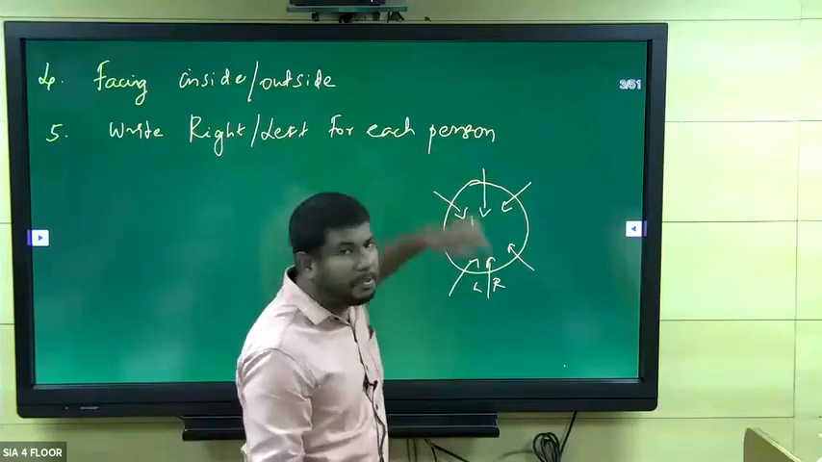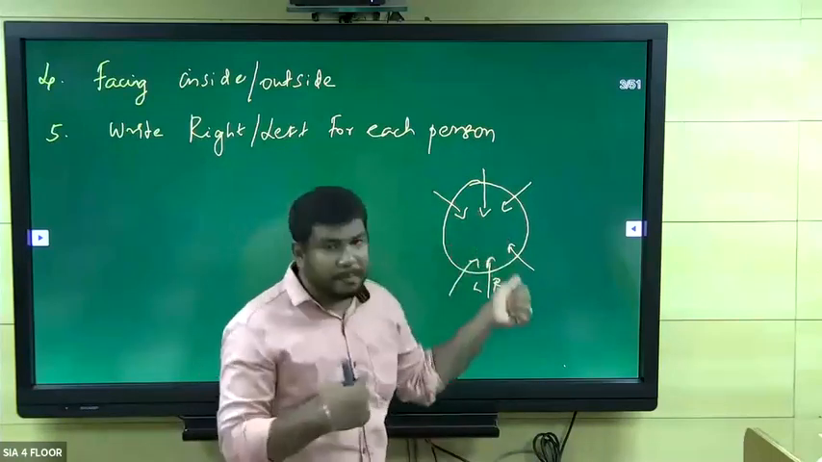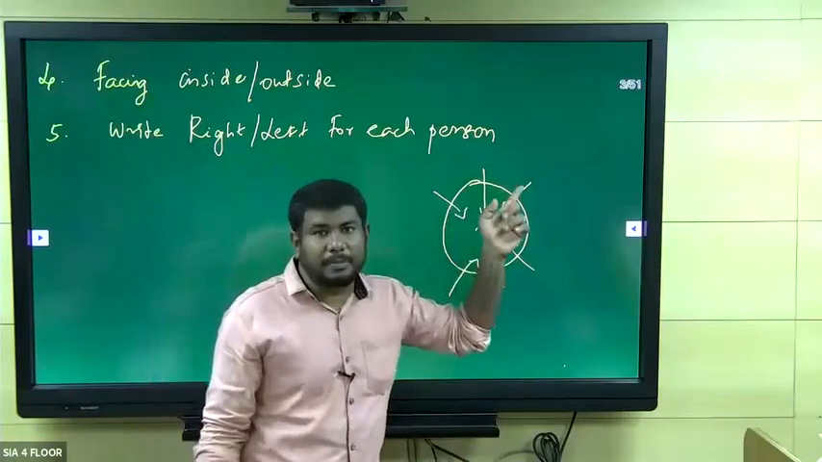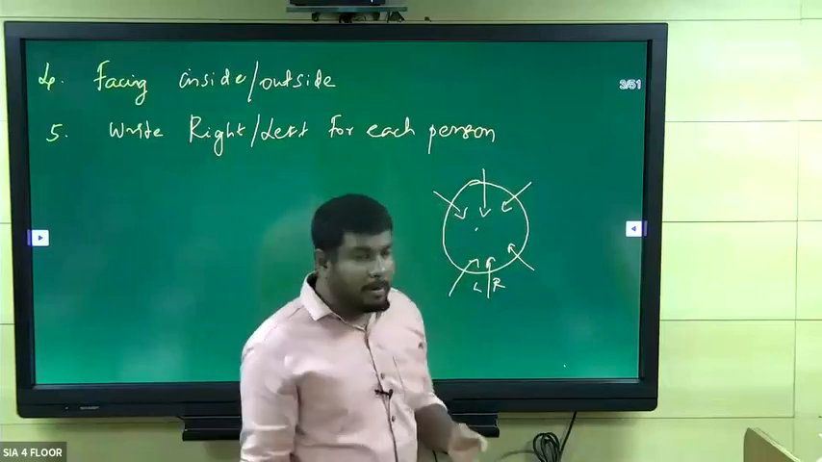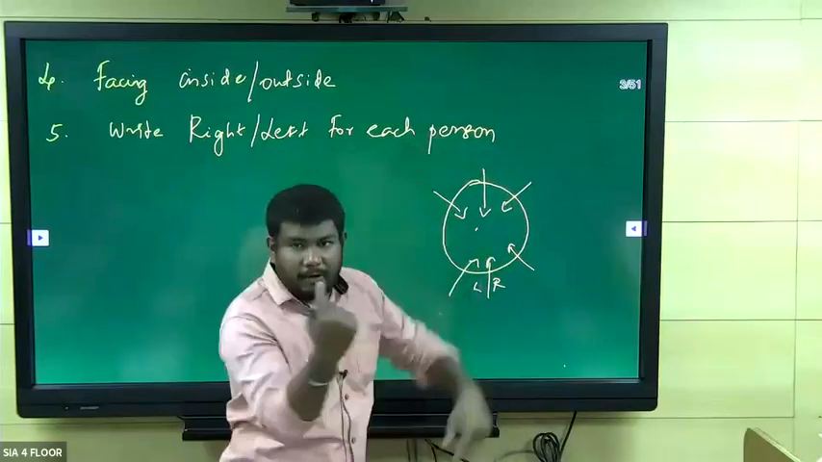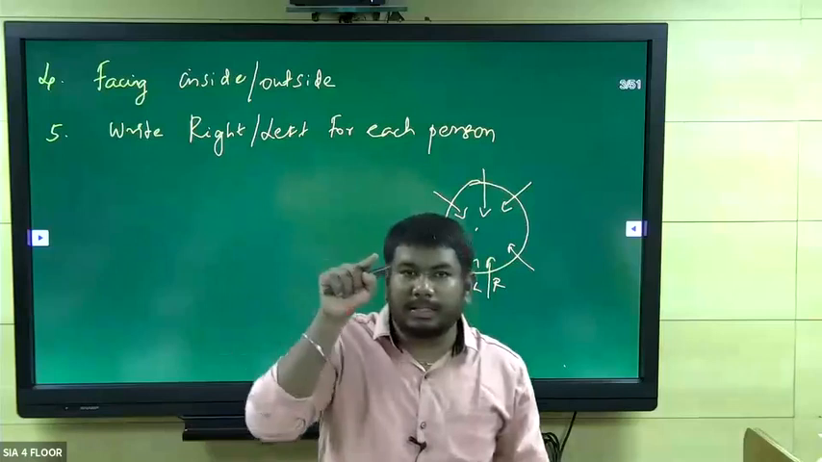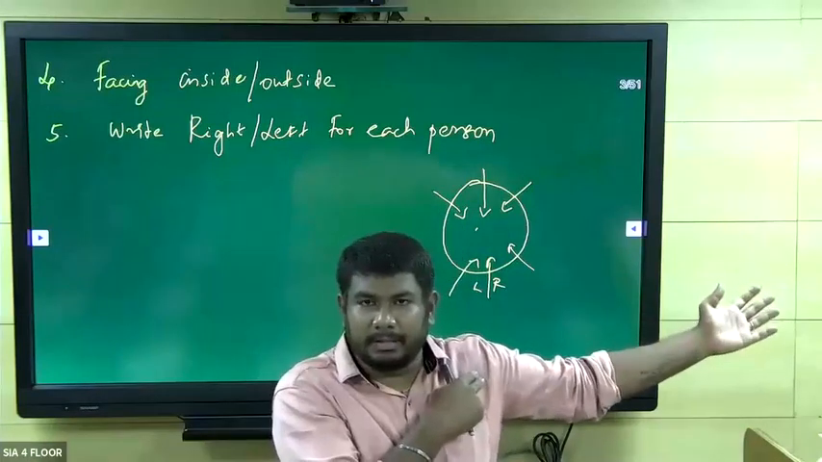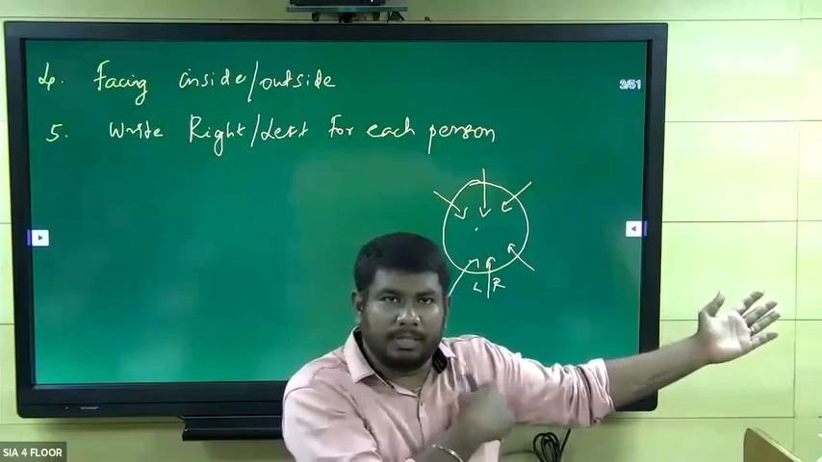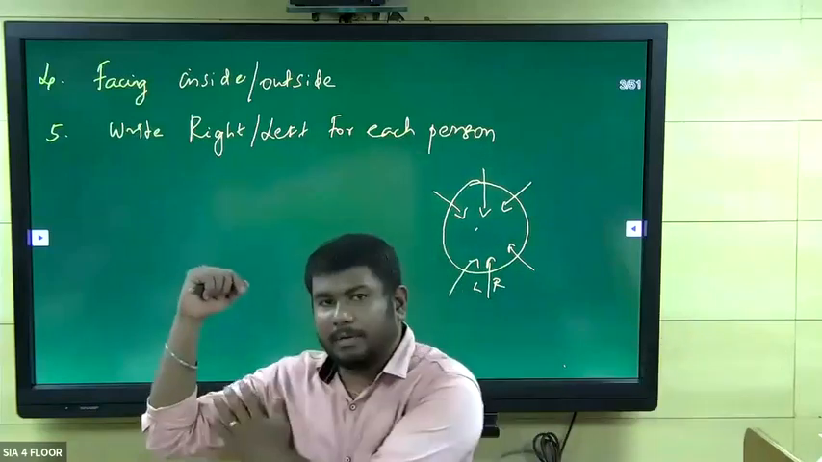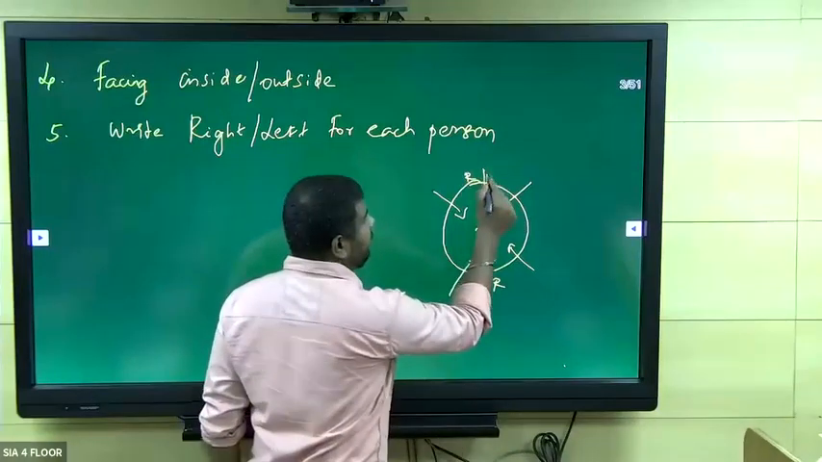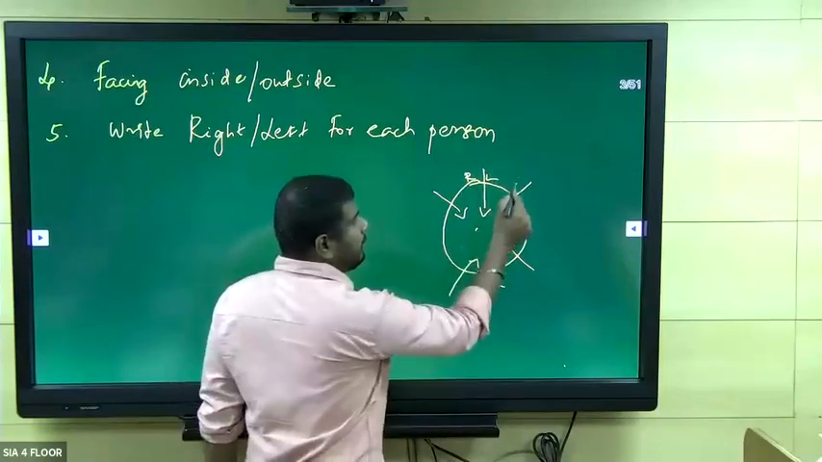Now tell me for this person. This is me, and you and I are facing each other. According to this diagram, whatever is right to you is left to me. Likewise, whatever is right to me is left to you. So right, left. Try to write for all.